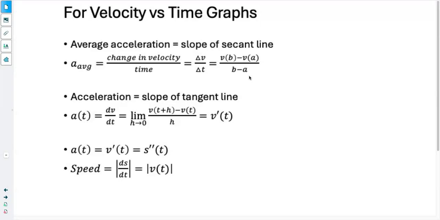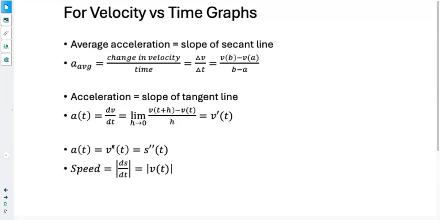Now our acceleration at a particular time is the slope of our tangent line. So that's going to be the derivative of our velocity with respect to time, or the limit as h goes to 0 of velocity at t plus h minus velocity at t over h, or v prime of t.